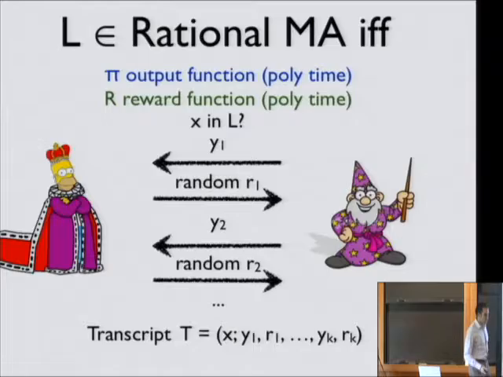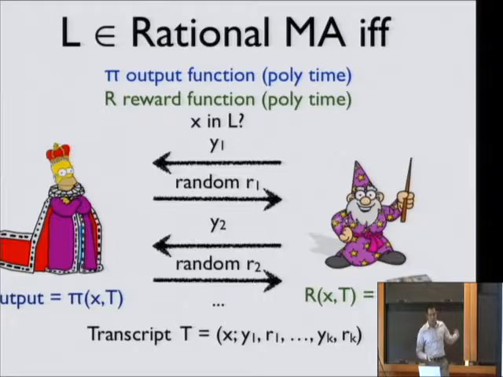No, we don't. So I'm defining the public coin model, and our results are for public coin models. So they generate this transcript. And syntactically, Merlin is going to get some reward that depends on the problem they're trying to solve, x, and the transcript. And Arthur gets some output that also depends on the problem and on the conversation with Merlin.